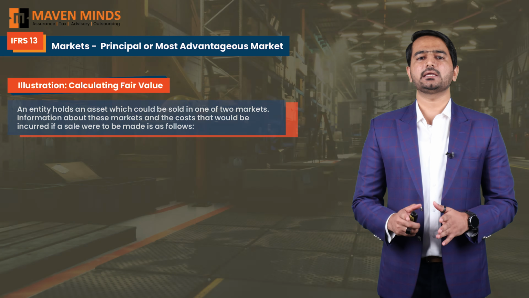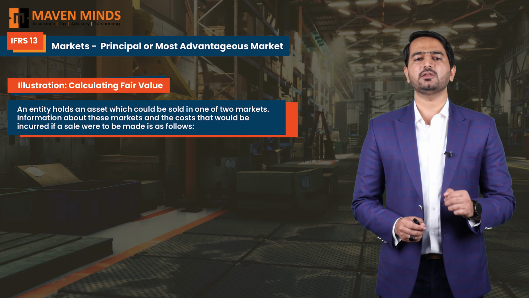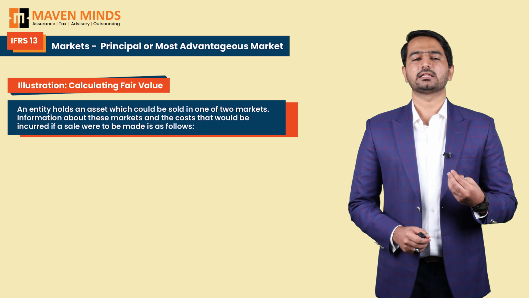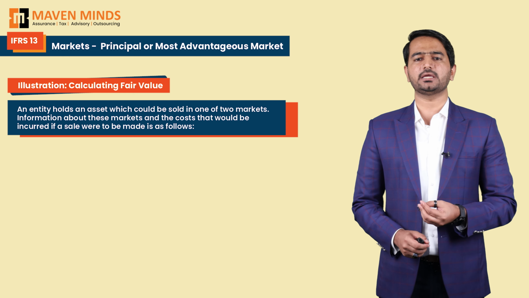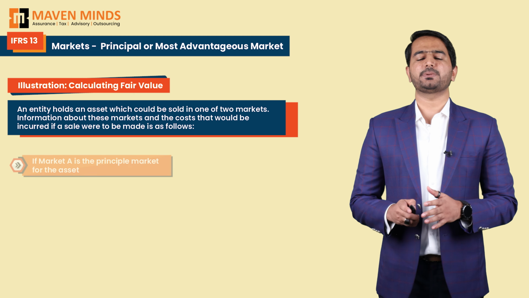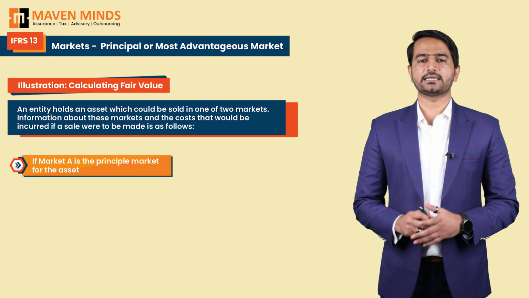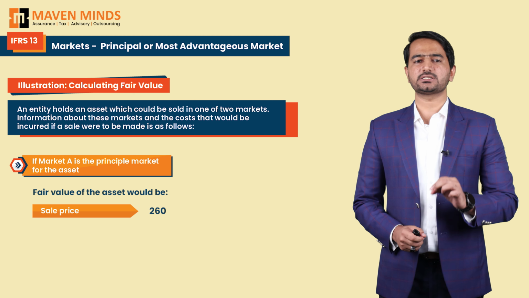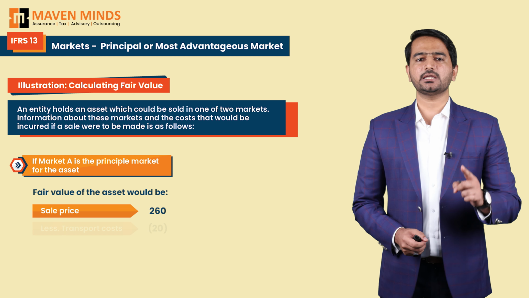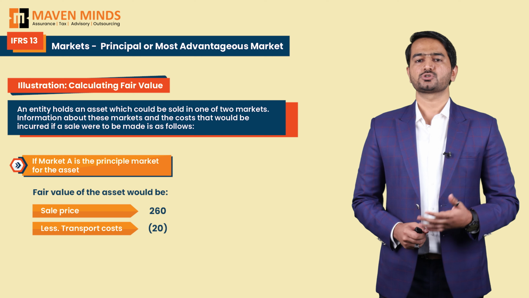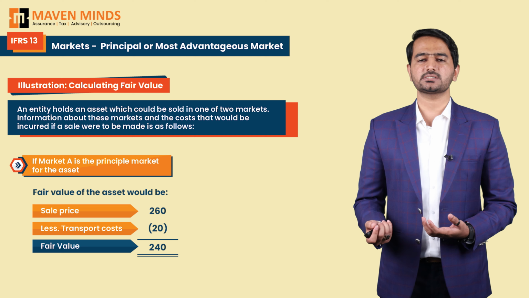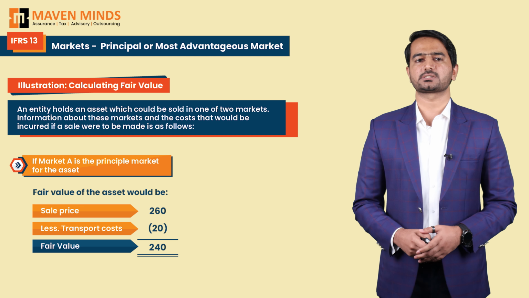Suppose an entity holds an asset which could be sold in one of two markets. Information about these markets and the cost that would be incurred if a sale were to be made is as follows. Now, let's say market A is the principal market for the asset. In that case, the fair value of the asset would be measured using the sale price that would be received in that market after taking into account the transportation cost. So $240 would be the fair value. That is the sale price of $260 minus transportation cost of $20.